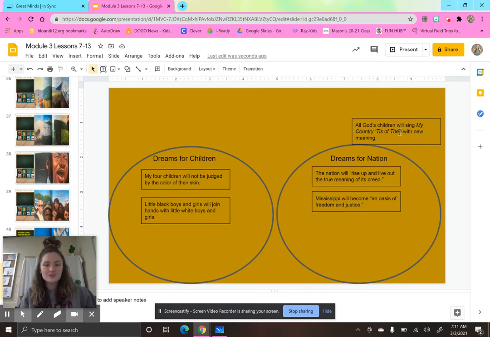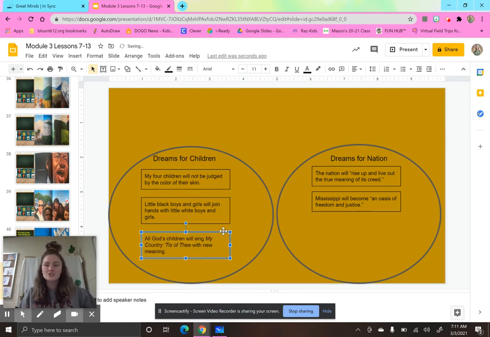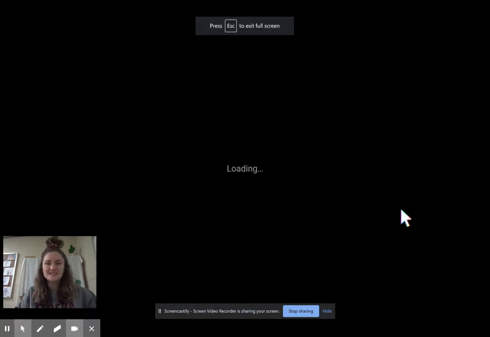And let's see what this last one says. All God's children will sing My Country 'Tis of Thee with new meaning. Where does this one belong? It belongs with children. It has that topic-specific word, children, that lets us know that this was a dream that Dr. King had for children. All right, and let's go back into present mode.